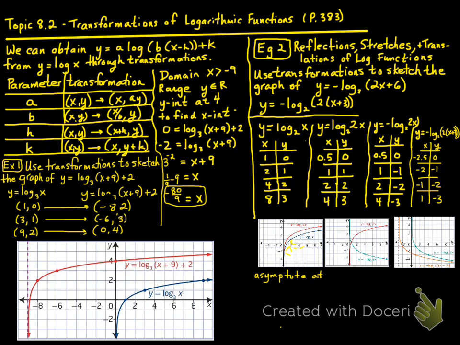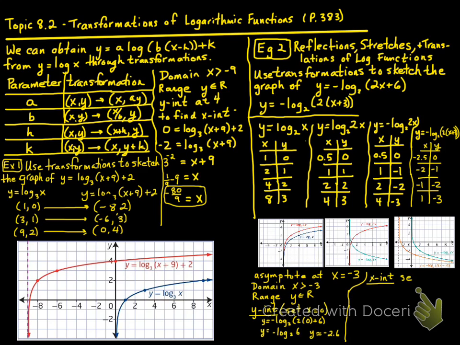We have an asymptote now at x equals negative 3. Our domain is going to be x is greater than negative 3. Our range, of course, is going to be any real number, as always. The y-intercept, to set x equals 0, is going to be at negative 2.6.